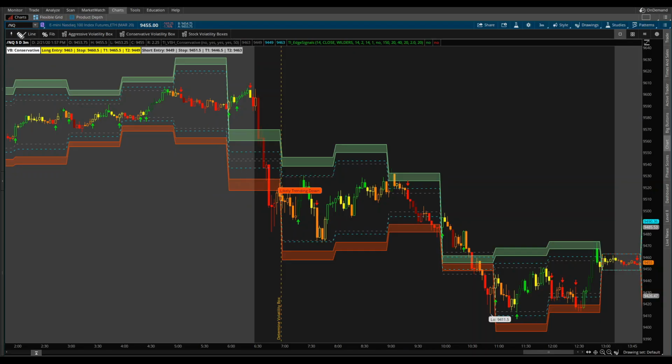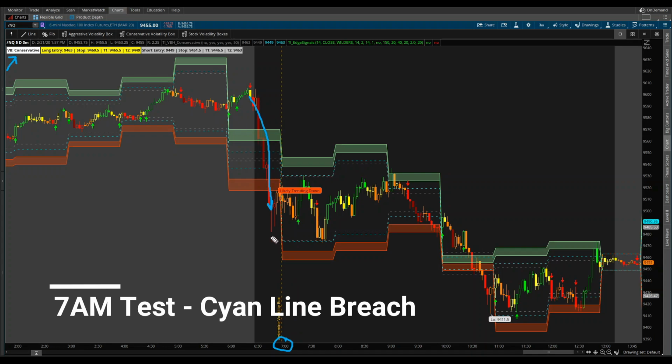Here is a chart of the Nasdaq Futures, which is what we'll focus on, and we have our conservative volatility box plotted on our charts, right? So these are our models that typically account for even the greatest of volatilities on most days. We see in the case of the Nasdaq that it blew right through that in that first hour test. So at 7 a.m. when we're looking to measure what volatility has been like in that previous hour, we clearly breached through our aggressive volatility box, right?